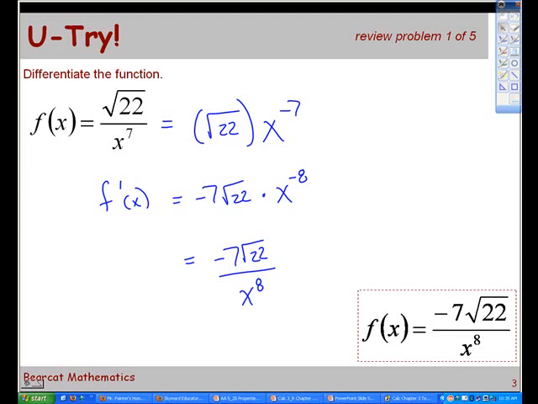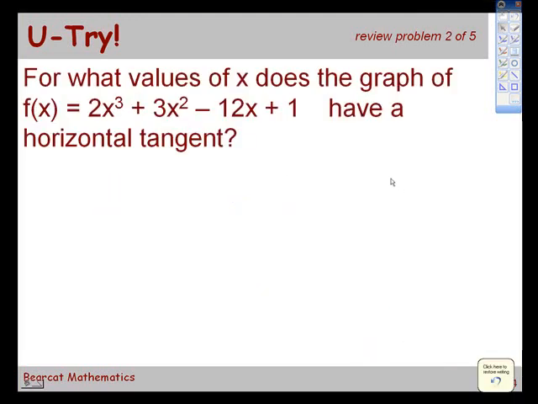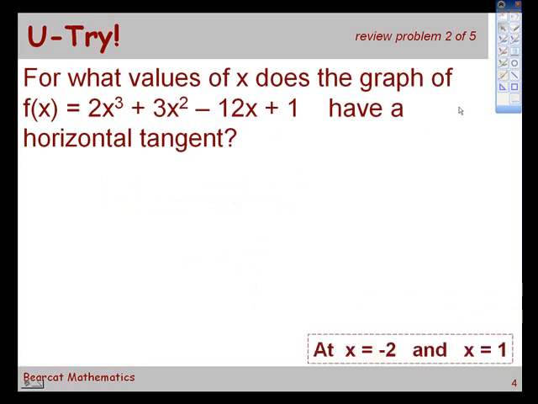All right. Here's the next one. If you're working at home, go ahead and pause, and when you're ready, check your answer with ours. Okay, let's check our solution. The solution we're supposed to get is right here.